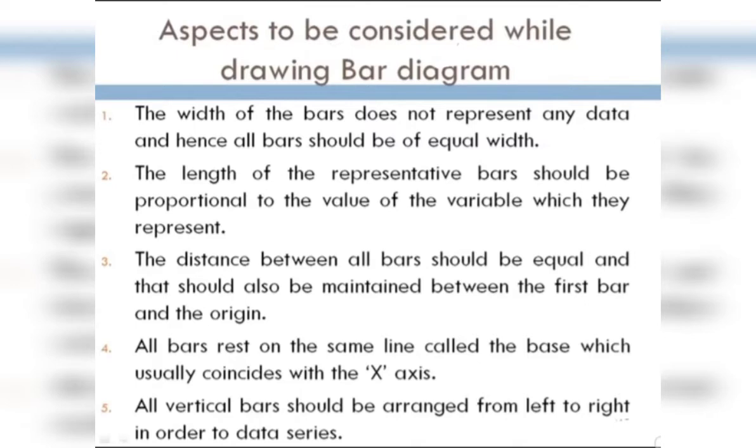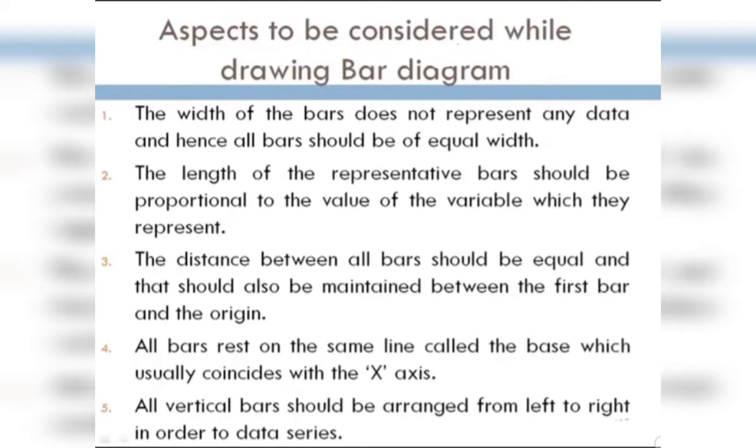The second, the length of the representative bars should be proportional to the value of the variable which they represent. So the length of the bar must be proportionate, that is, equal to the variables which you are representing. Do keep in mind the second point also. The third point, the distance between all the bars should be equal, and that should also be maintained between the first bar and the origin. Whatever the unit you are taking in the first origin, that should be maintained. If you are leaving 1 unit, then you will leave only 1 unit. So be careful, it should be maintained in all the bars where you are starting.